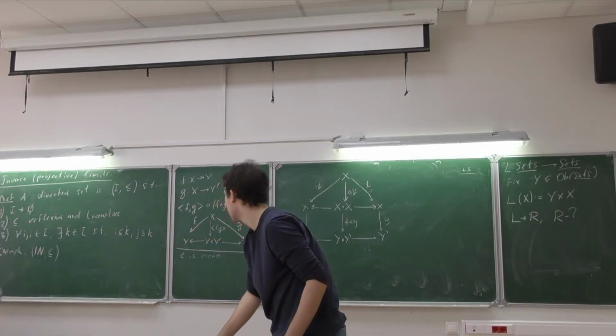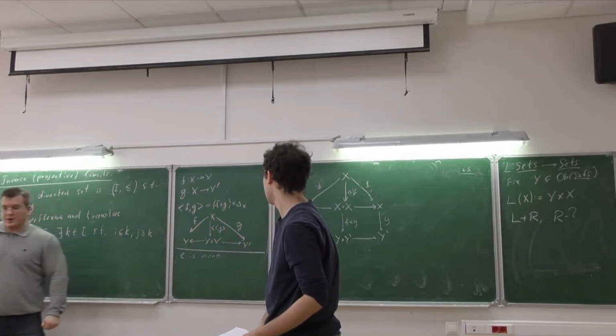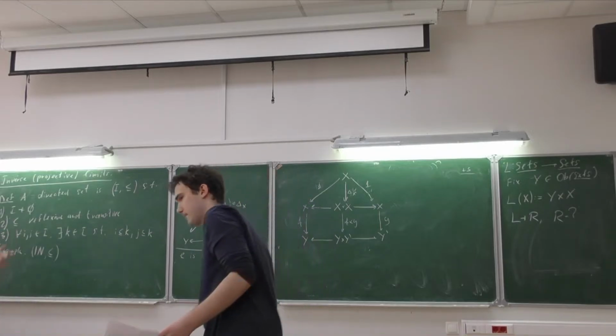So the next problem is to show that e is mono for any equalizer.